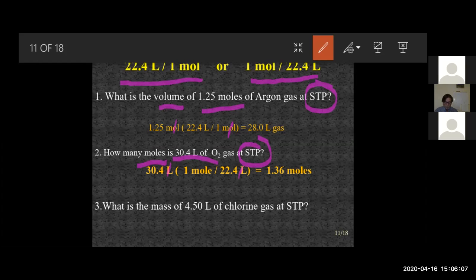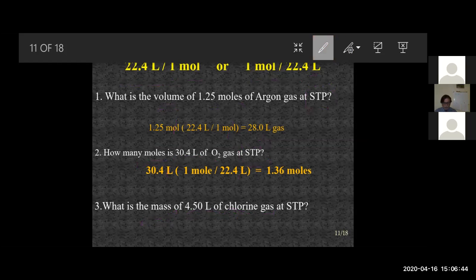We're going to need a couple factors, okay? Because the question says, what is the mass? So that means I'm going to need the molar mass or the atomic weight of something. What is the mass of 4.5 liters of chlorine gas? Okay, chlorine gas is one of the diatomic elements, so it's Cl2. So its molar mass will be 35.45 times 2, because there's 2 of them.